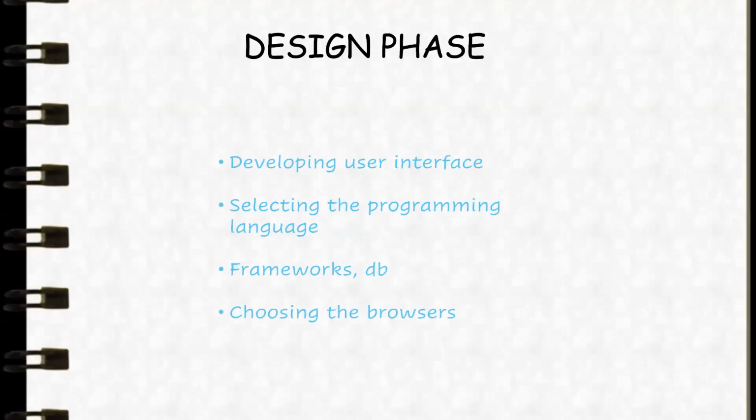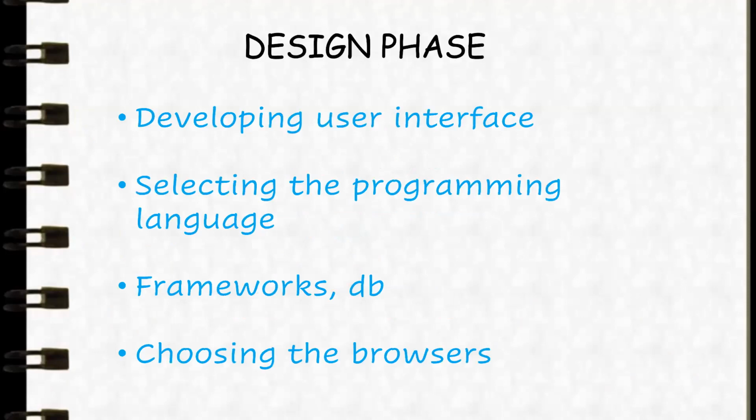So next is the design phase. In the design phase, the following things happen. They will develop a user interface. All the layouts for the user interface are discussed. The color schemes are discussed. What programming language is to be used to design this user interface is discussed. Different frameworks are discussed. Which DB should be used, that is, which database should be used, which browser should be used for this website. Much more is discussed in this design phase.